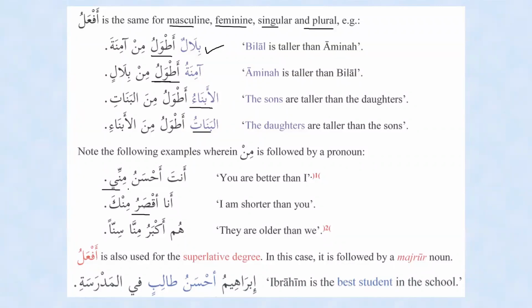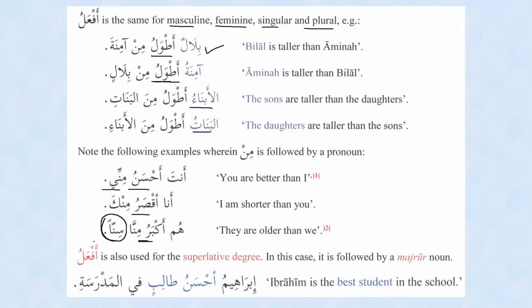And then we have seen that hasanun, and then we have ahsanu, and similarly kabirun, and from kabirun we have akbar. Hum akbaru minna sinnan. They are older than us. Okay, now hum akbaru minna. Then we have sinnan. What is that basically?